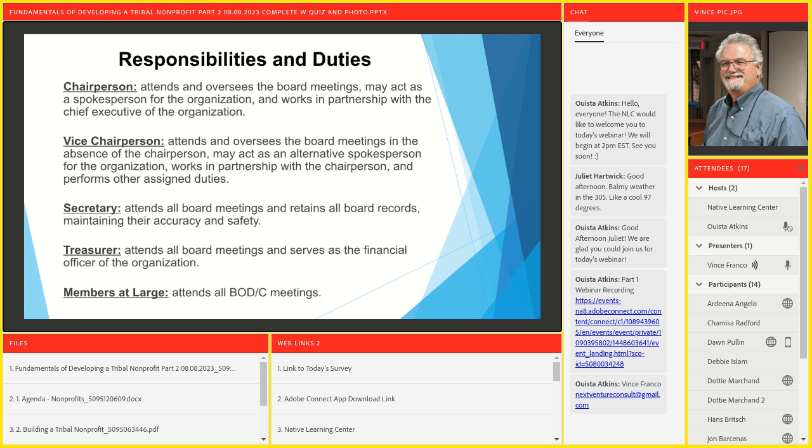Typically, on the nonprofit side, we see this: chairperson, vice chair, secretary, treasurer, and then there's all kinds of other class. You can have members at large, which means you have 7 board members. 4 of them are officers, chair, vice chair, secretary, treasurer, and the other 3 are non-officers, but they're board members. So they would be referred commonly in parliamentary procedure as members at large. They have a vote, they have a say, but they're not an officer.